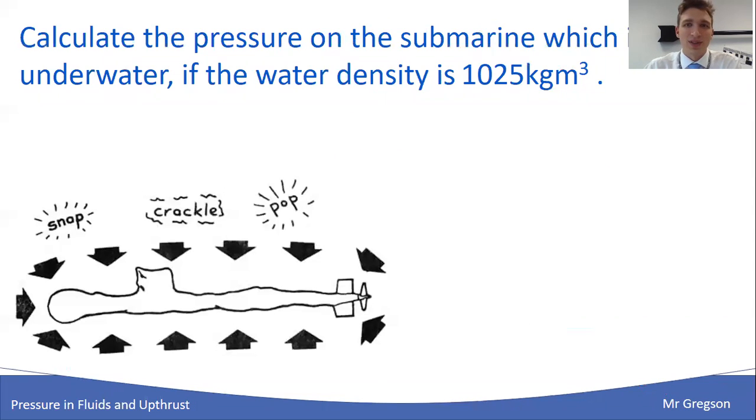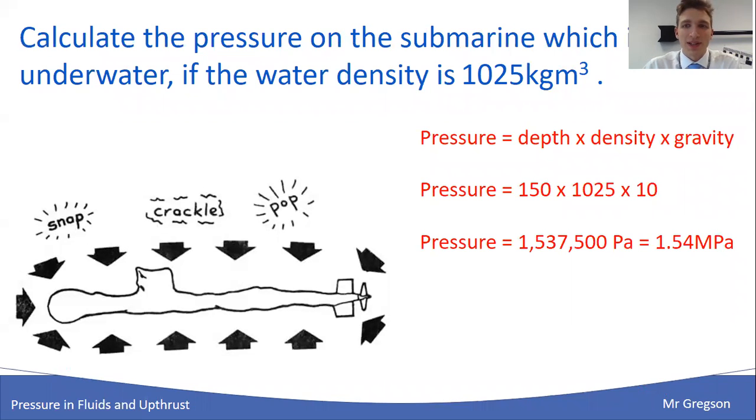So calculate the pressure on the submarine, which is 250 meters underwater, if the water density is 1,025 kilograms per meter cubed. So remembering the equation you just learned, pause the video. Using the equation you've just noted down, you should be able to calculate this with the given units here.